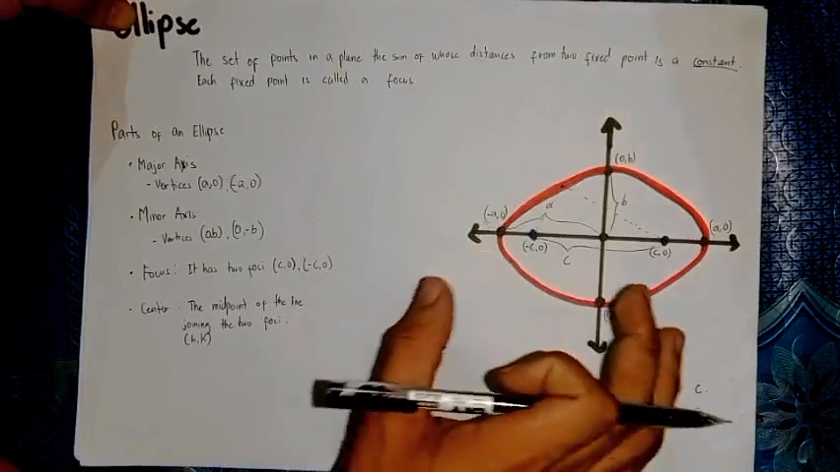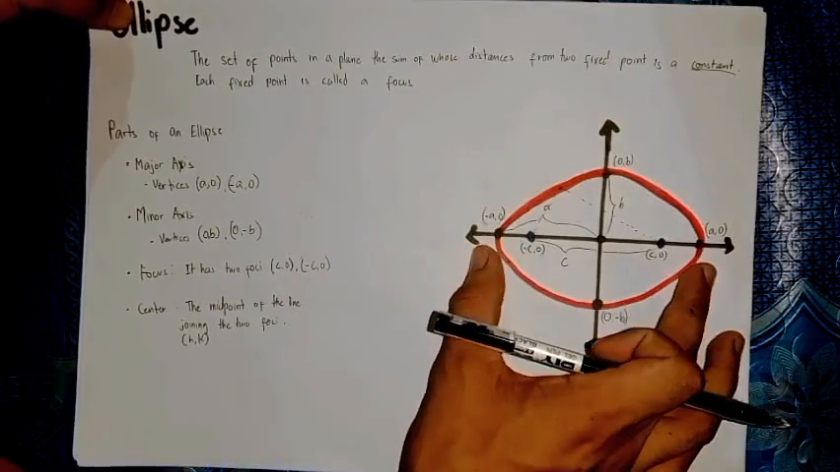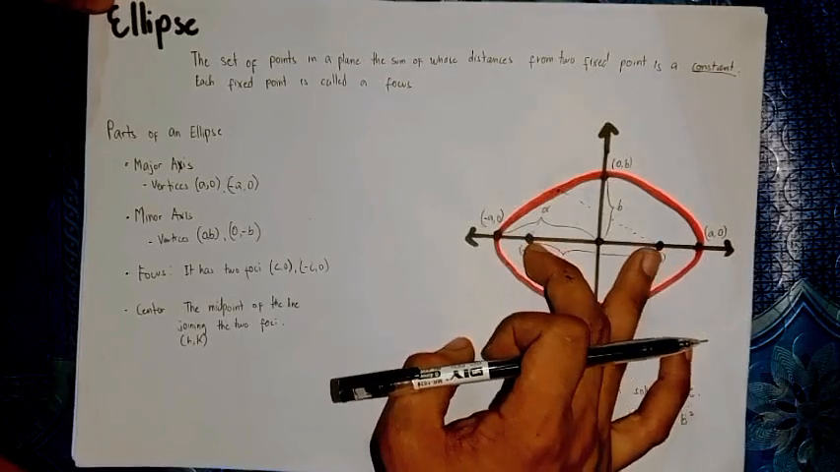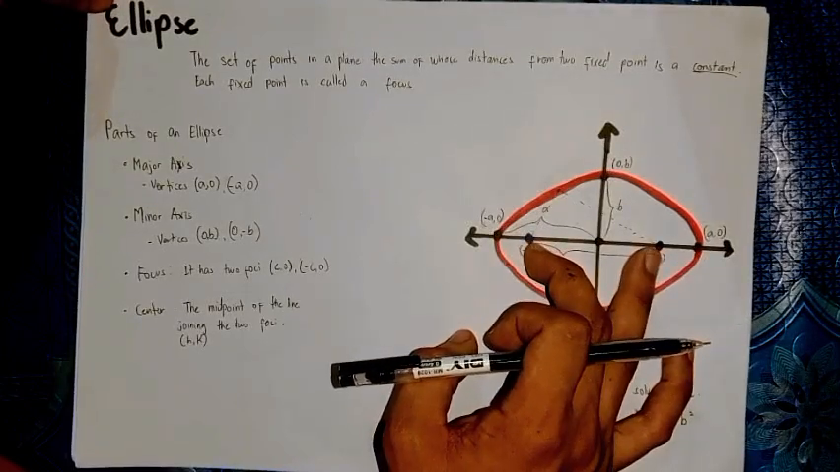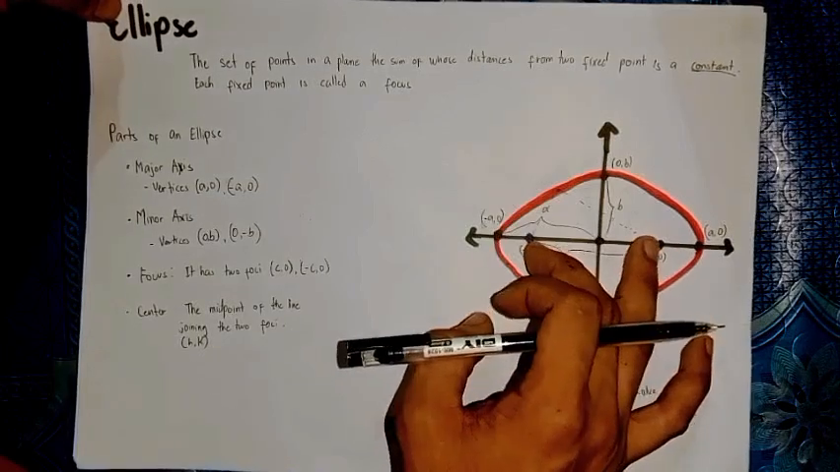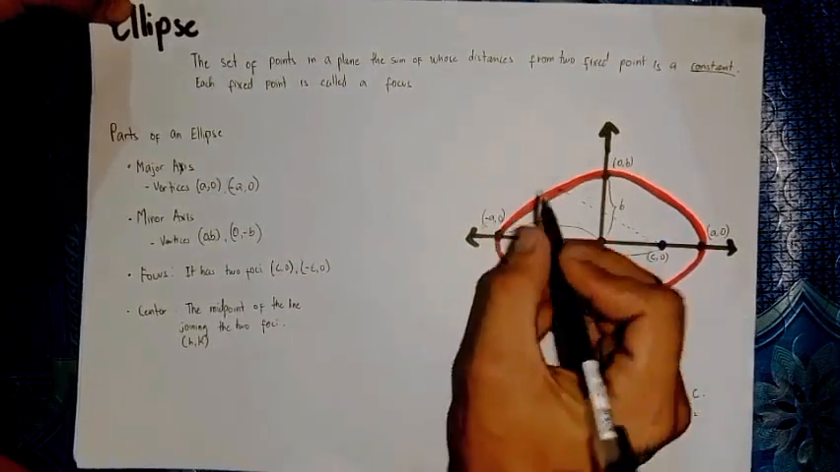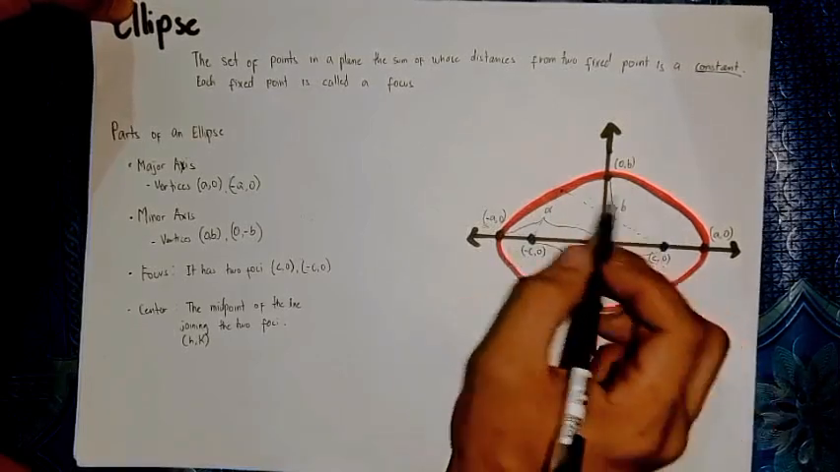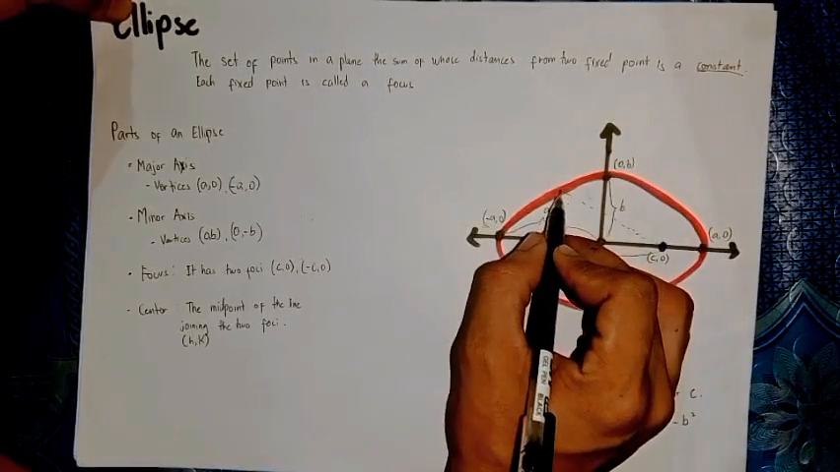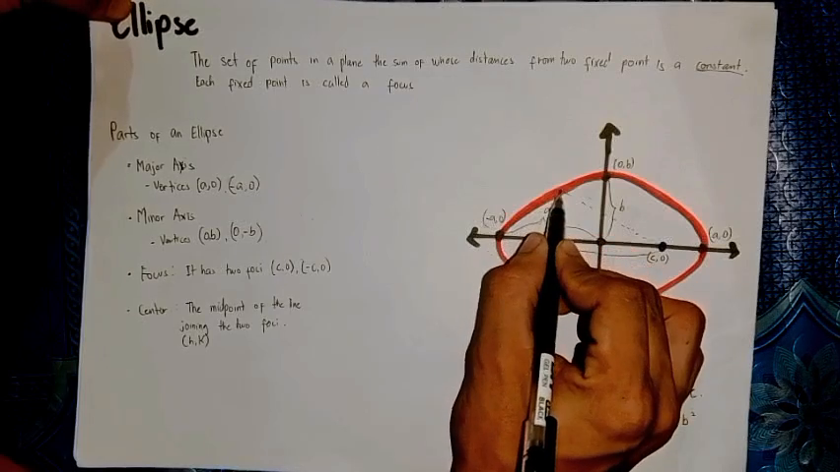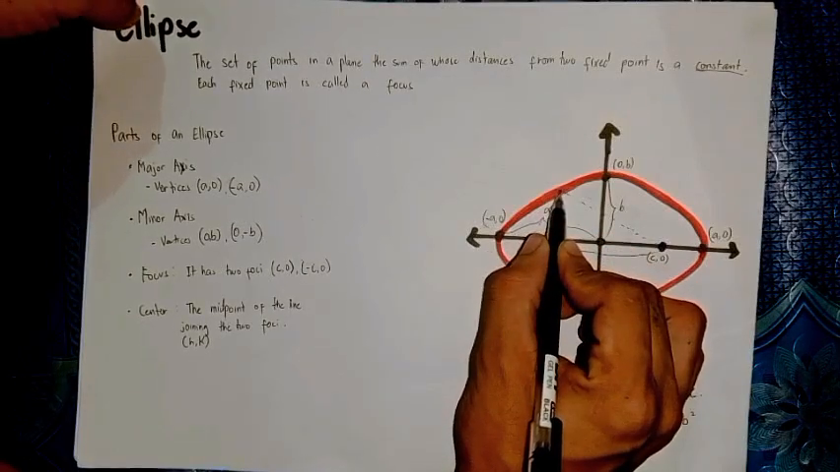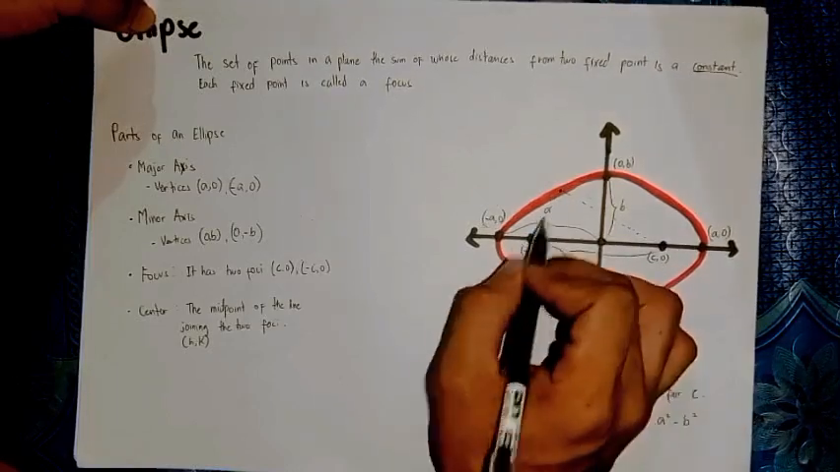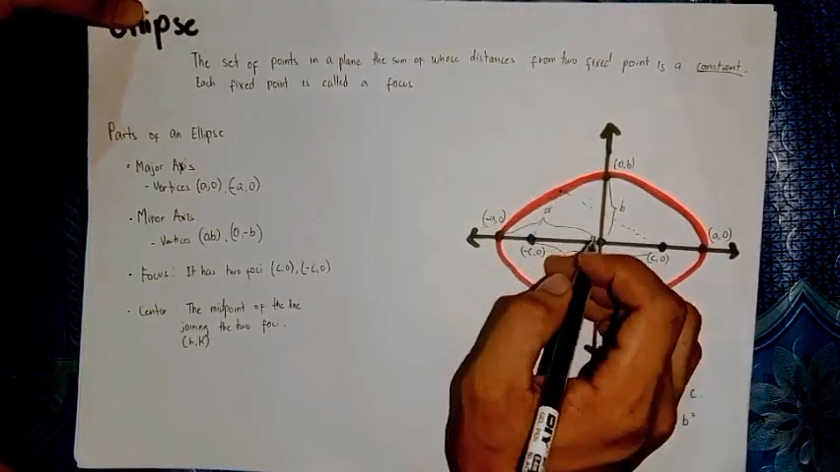To have a better understanding, let's look at this figure. As you can see, we have two foci. Based on the definition of an ellipse, these are the set of all points of the curve. Imagine this is our point. The sum of the distances from any point on the curve to the two fixed points is a constant. That is the definition of an ellipse.